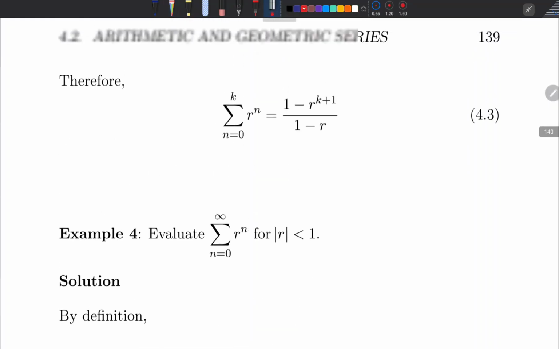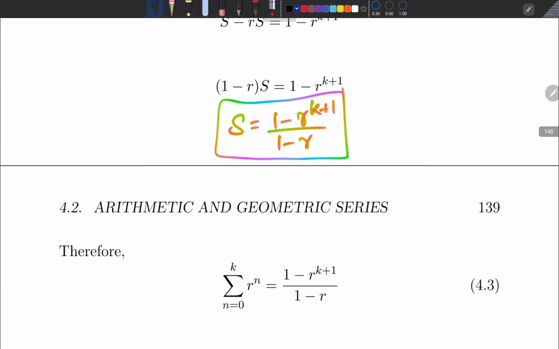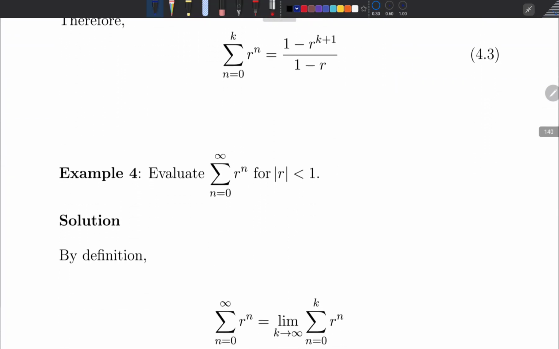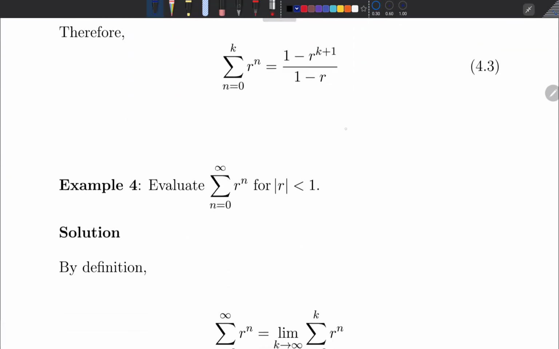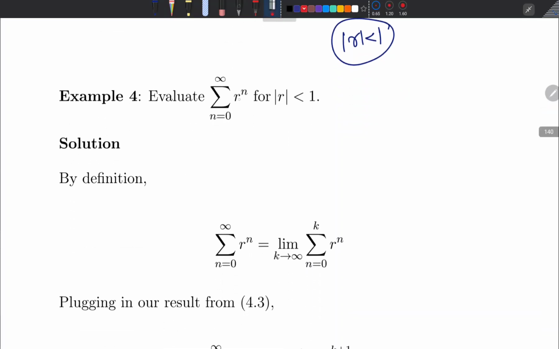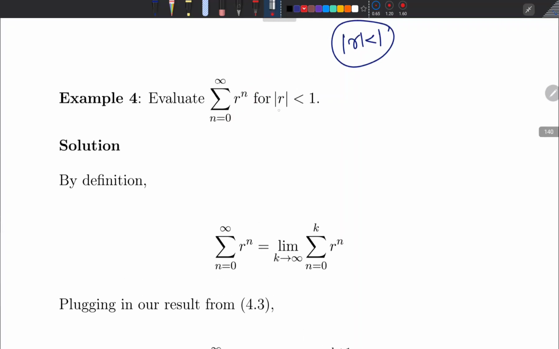Just note the condition is that r should not be equal to 1. And now if we replace that condition with the absolute value of r being less than 1, and we evaluate the sum up to infinity, that is the infinite geometric sum. So we just have to consider that the absolute value of r should be less than 1, and that's how we can talk about the sum up to infinity, right?